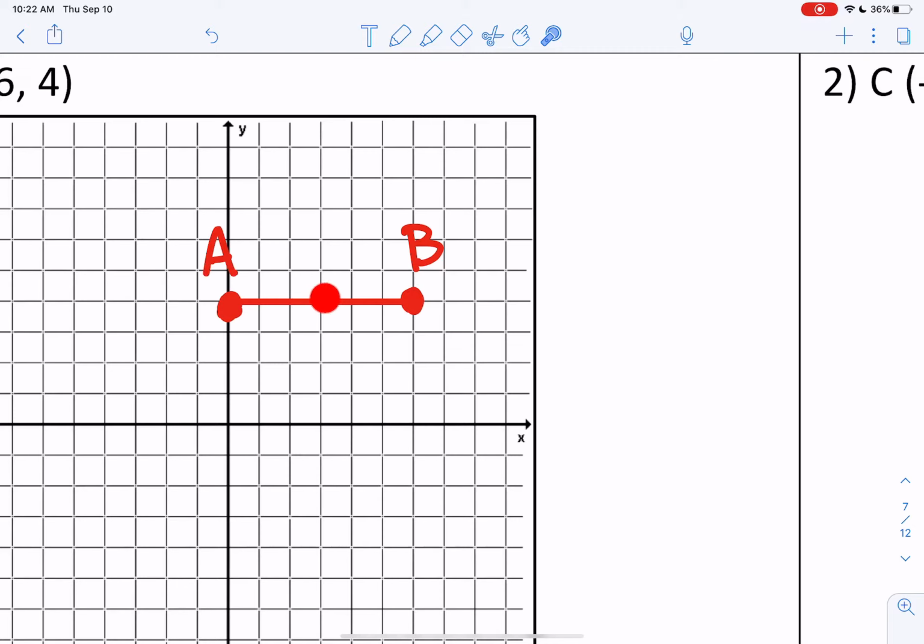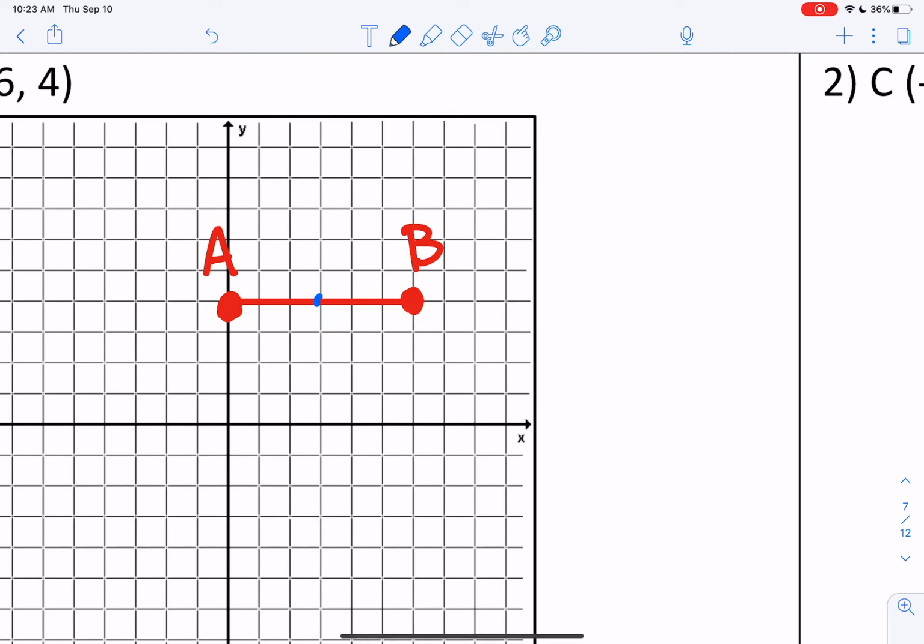There's 2 units, 3 units, 4 units, 5 units, 6 units. So this whole line segment is 6 units long. Okay, well, if it's 6 units long, that means the midpoint is going to be halfway. So it's going to be 3 points. So if I go from A to B, 1, 2, 3 is going to be this point right here.